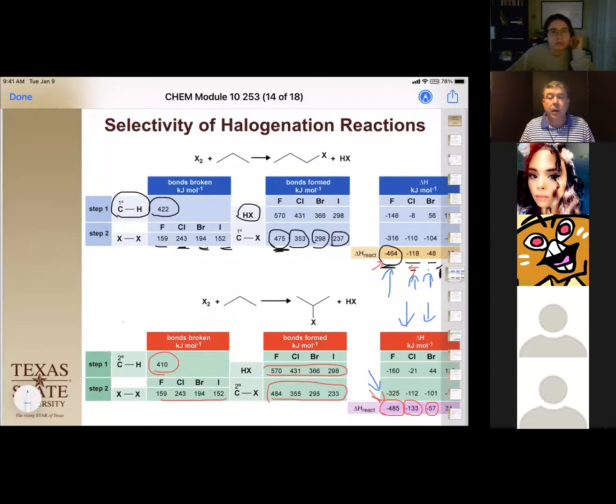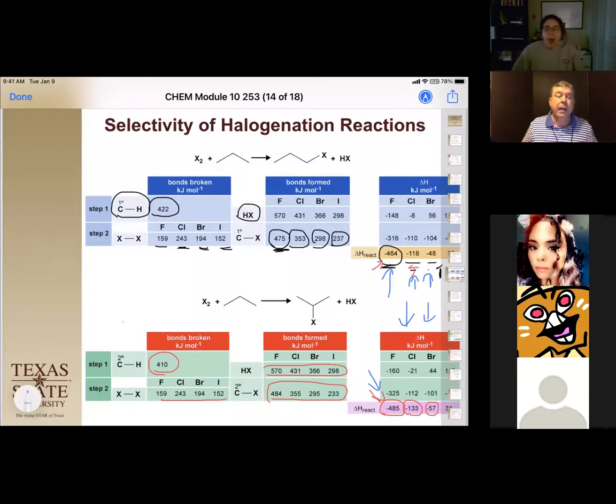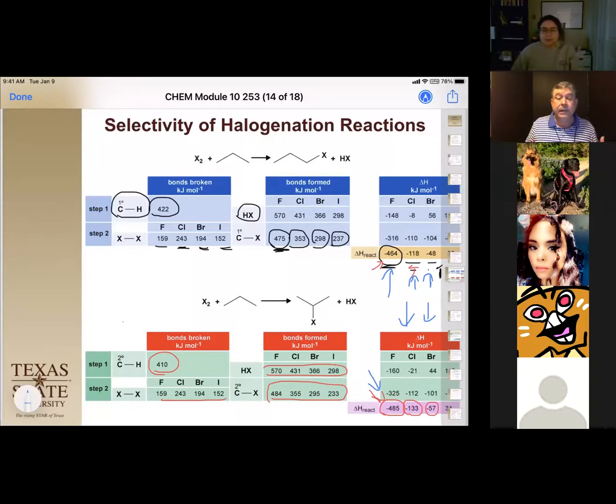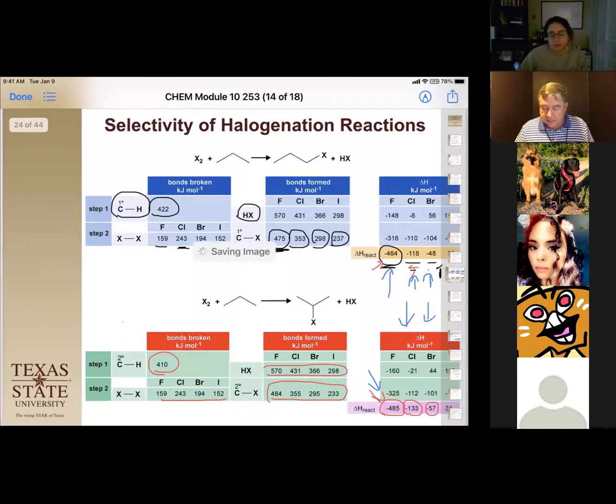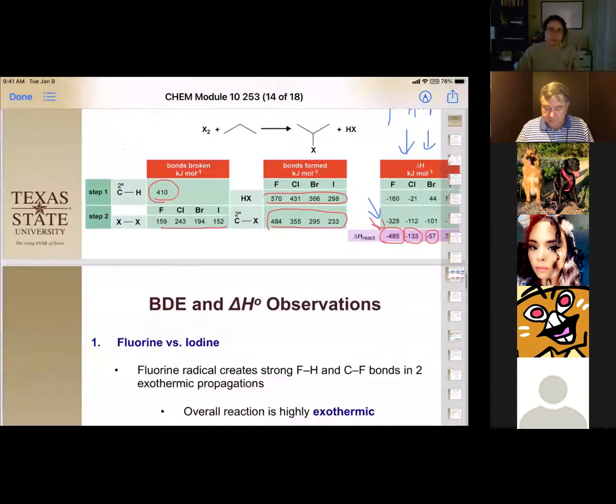Okay, so let's talk about reactivity versus selectivity. If you have a reaction that is really exothermic, that means it's very reactive. If it's more reactive, it's going to be less selective. Okay, so let's dig into that a little bit more right here.